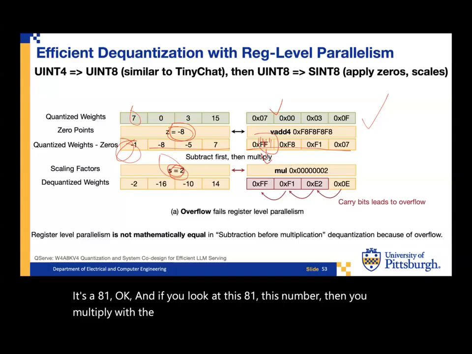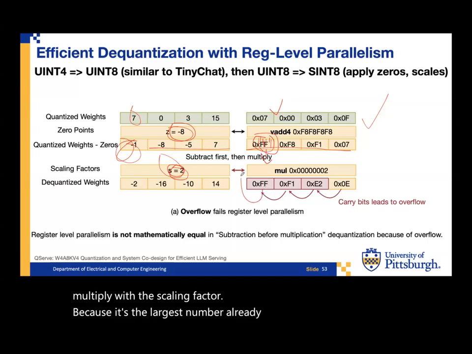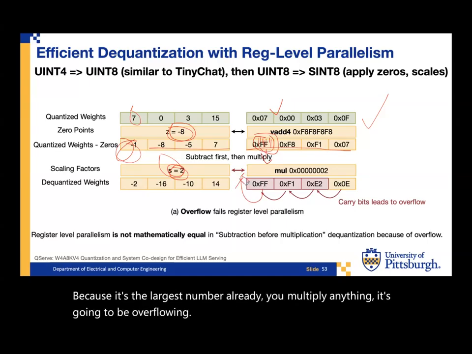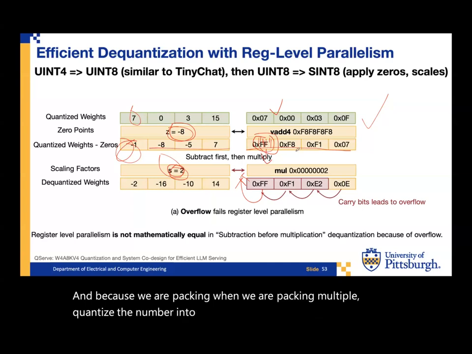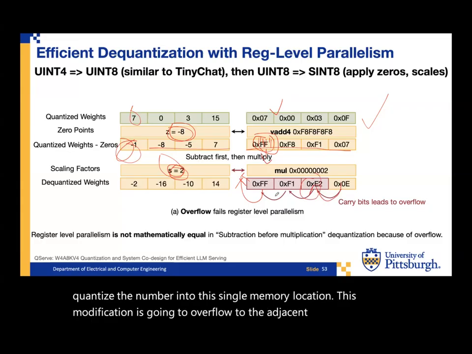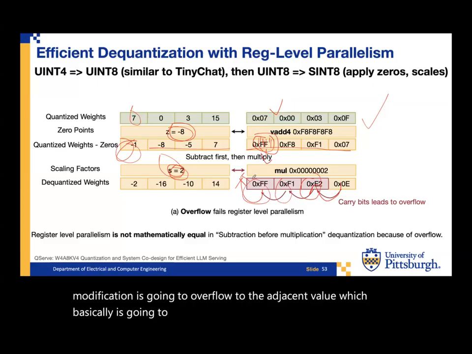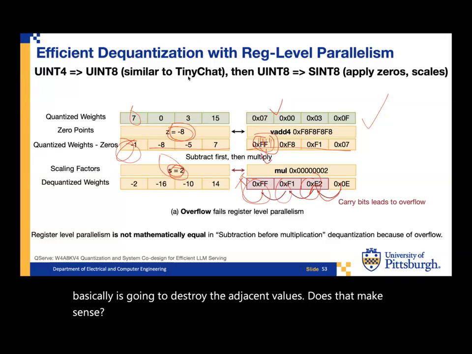Because it's the largest number already, if you multiply anything, it's going to overflow. And because when we are packing multiple quantized numbers into a single memory location, this multiplication is going to overflow to the adjacent value, which basically is going to destroy the adjacent values. Does that make sense? So this is going to destroy the adjacent values.